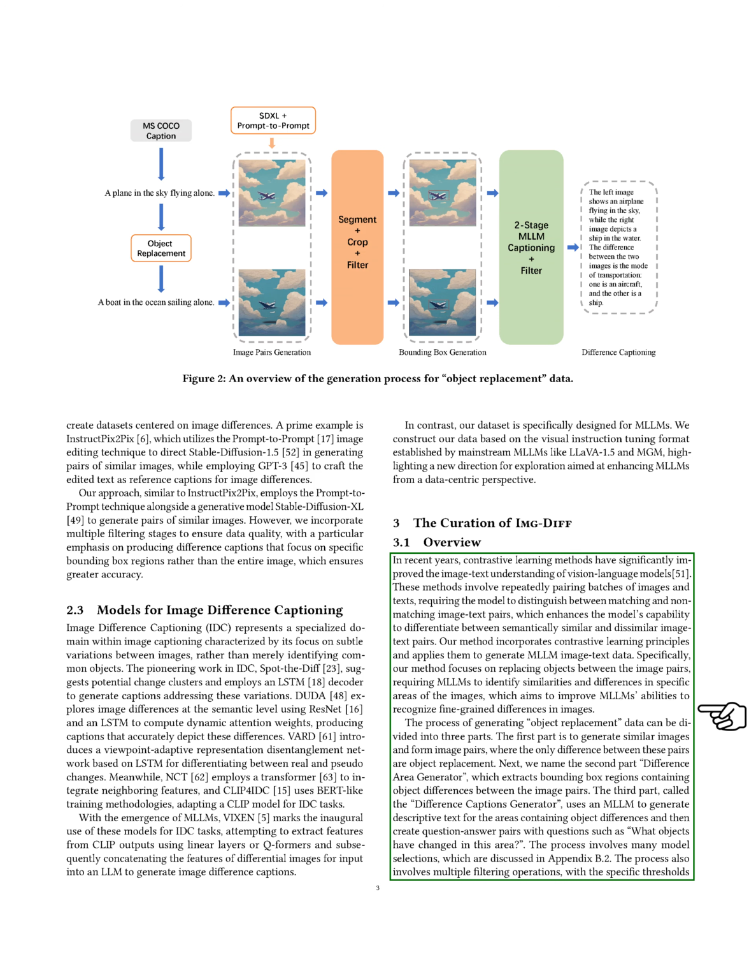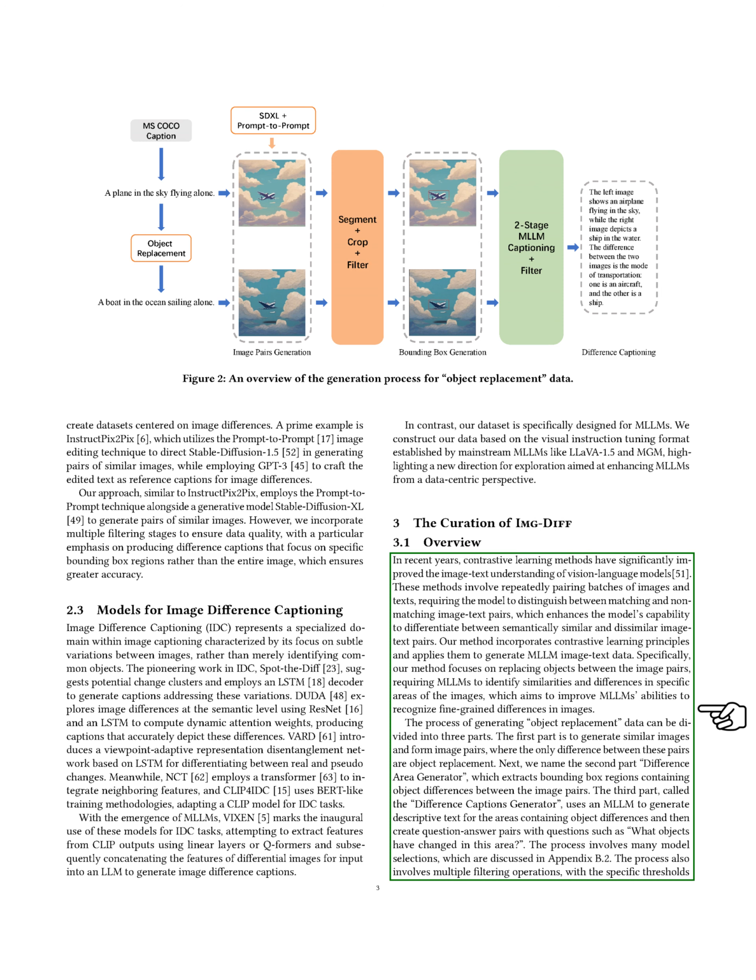We also note that contrastive learning methods have greatly improved how vision language models understand image-text relationships. These methods involve pairing images and texts, helping models distinguish between matching and non-matching pairs. Our method applies these principles to create MLLM image-text data, focusing on object replacement between image pairs to help MLLMs recognize fine-grained differences.